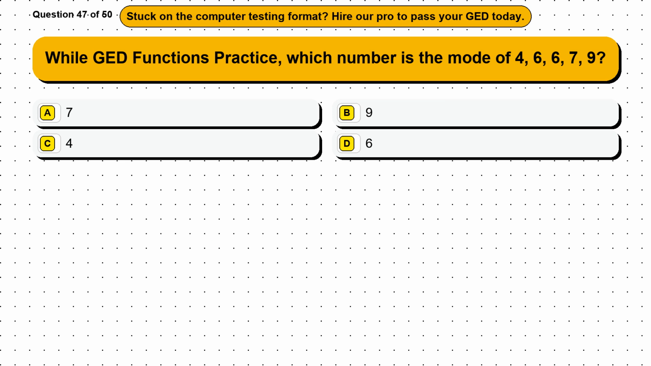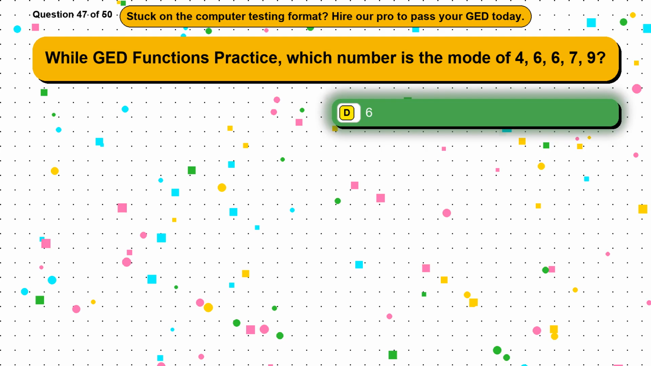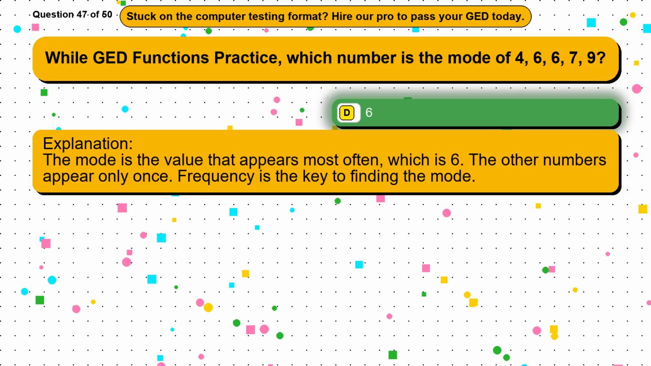Question 47. While GED functions practice, which number is the mode of 4, 6, 6, 7, 9? Option A 7. Option B 9. Option C 4. Option D 6. The correct answer is option D 6. The mode is the value that appears most often, which is 6. The other numbers appear only once. Frequency is the key to finding the mode.